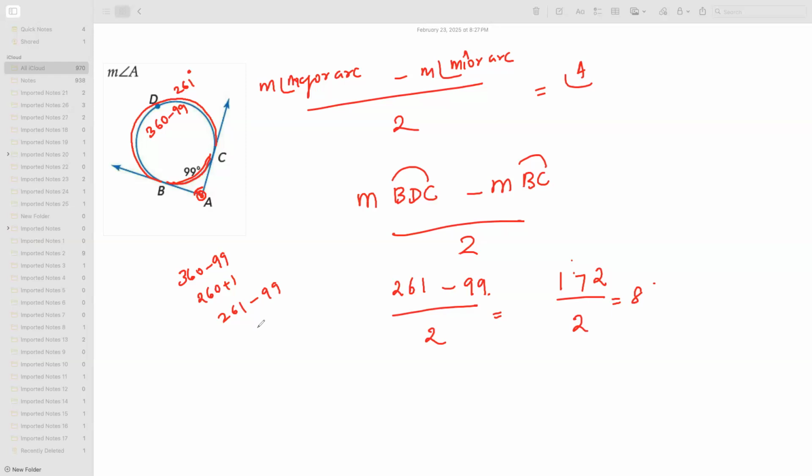Manya, how did you get it? Oh, I did the same thing as you did. I subtracted the minor arc from the major arc and divided by 2. What was the major arc? It was 261. Yeah, 261 minus 99 divided by 2, Chetan.